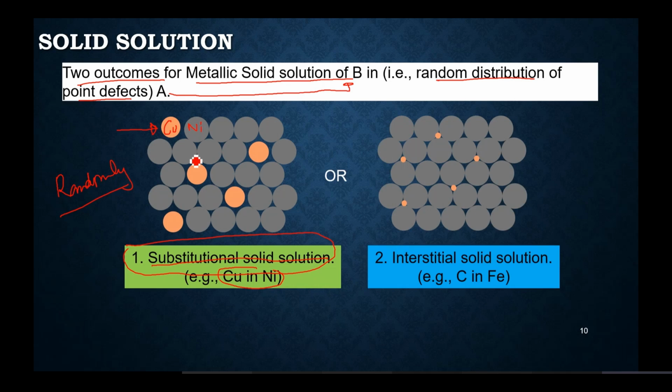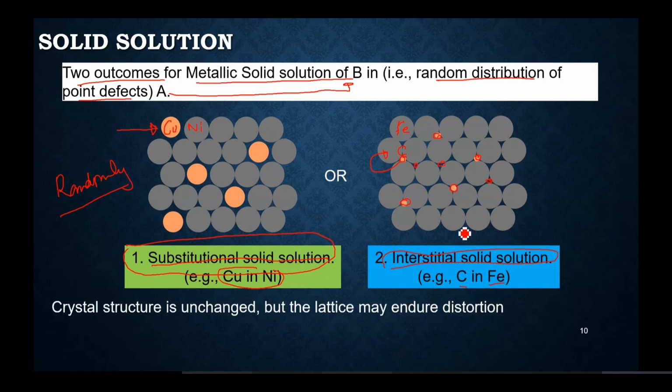The other sort of solid solution is an interstitial solid solution. In this case, the host atom remains at its place, and the foreign atom occupies interstitial sites. For example, carbon in iron. If you see iron, the atomic radius is much bigger. Carbon, the atomic radius is much smaller. So instead of taking the space of the atoms or substituting the parent atom, carbon occupies the interstitial sites.